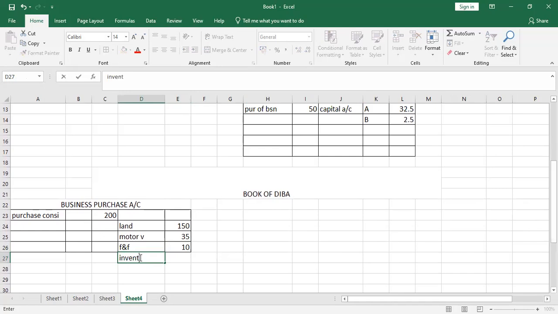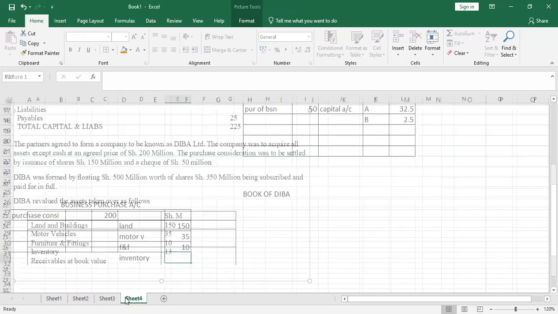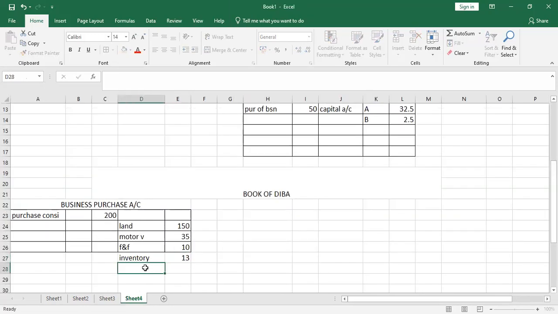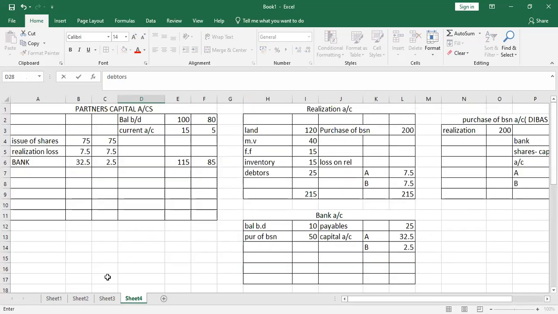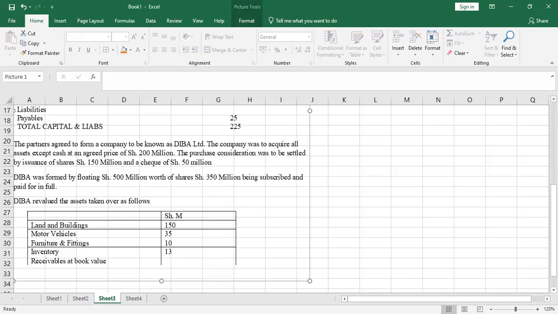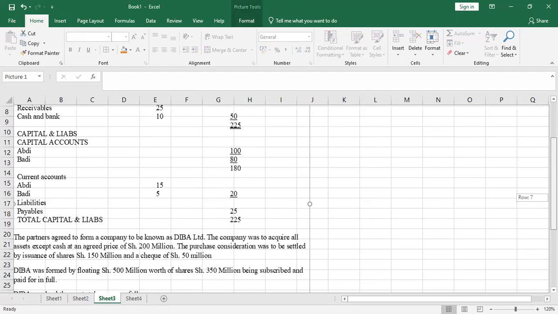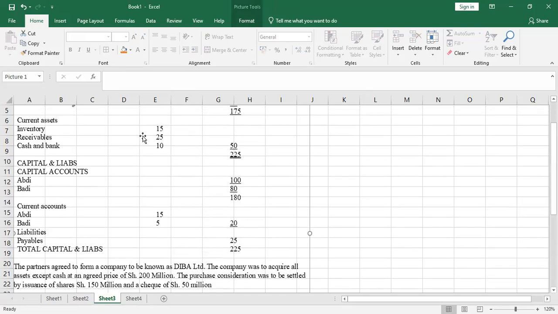Inventory. They got this inventory at, what did they tell us? They got it at 13. And then they took the debtors at the book value. What is the book value of these debtors? In the balance sheet where we are coming from, the debtors are at a value of 25. So they were taken over at 25.